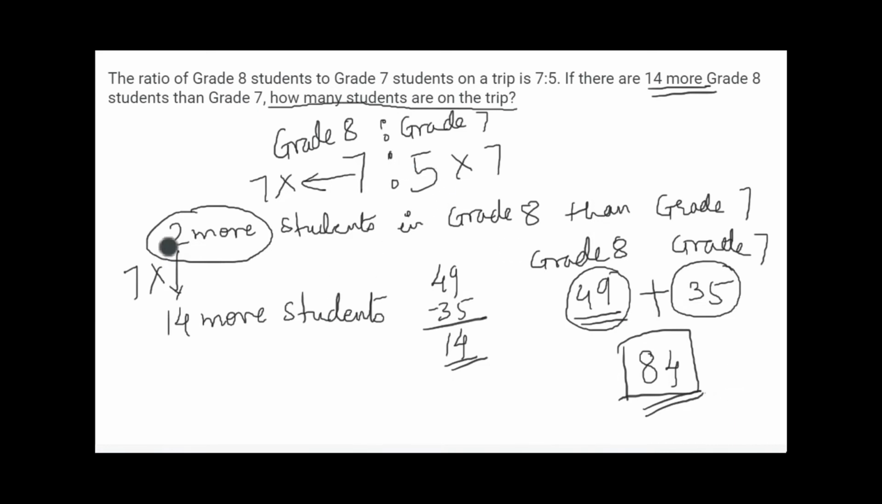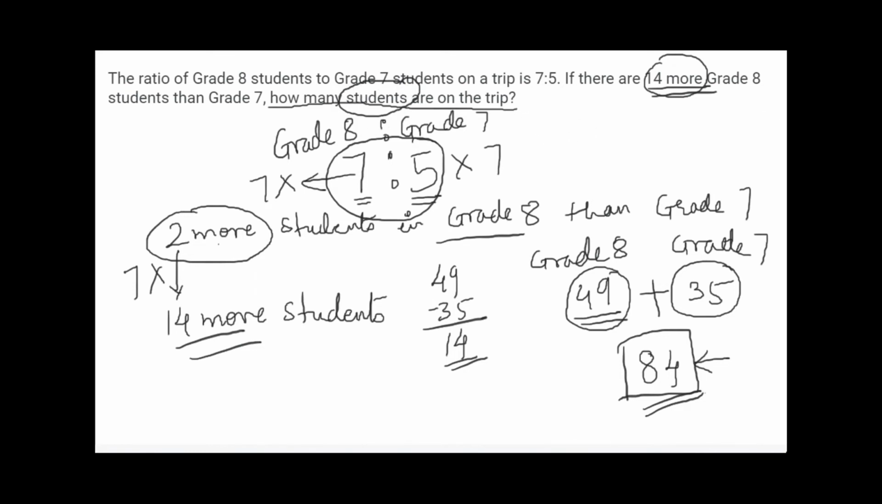I hope you understood what we did here. 2 more students were there in grade 8 than grade 7 in this ratio, 7:5, right? Now, because it's 2 more and now we need 14 more, we multiplied this 2 with 7 to get 14. So we did the same with the ratio to get the total number of students in grade 8 and grade 7. And then we added the 2 numbers to get the total students on the trip.